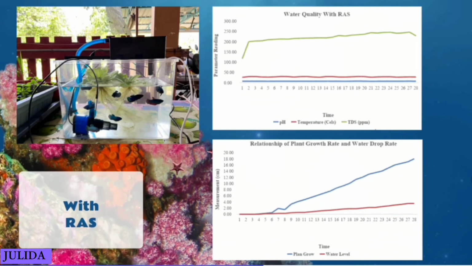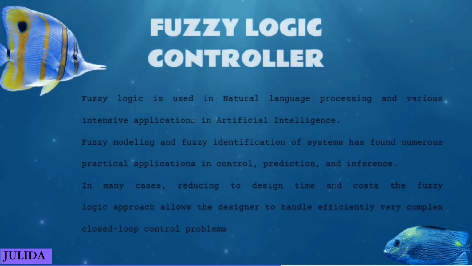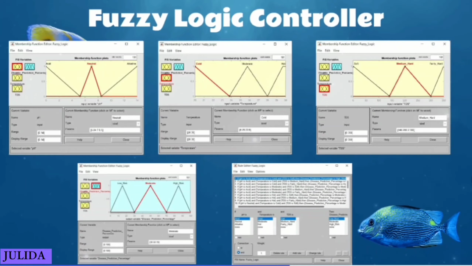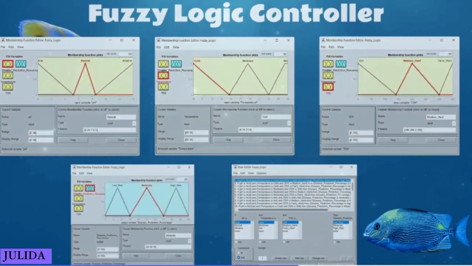Done with the experimental analysis section, let's move on to the system for predicting fish disease. A MATLAB Graphical User Interface, or GUI-based, fuzzy logic controller was used in this system to execute the operation. What is a fuzzy logic controller? You can find the definition here. These are all the fuzzy membership functions that are used to forecast the fish disease prediction.